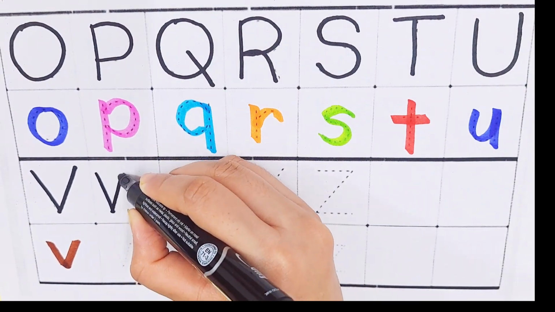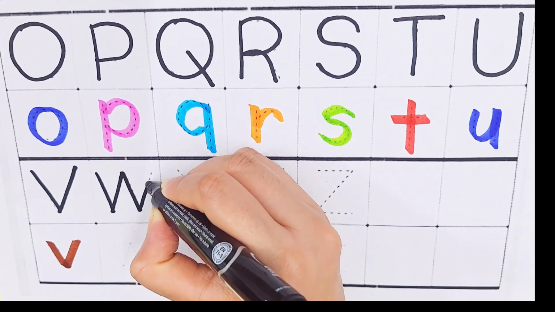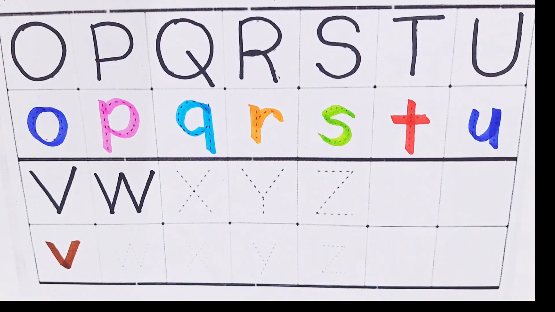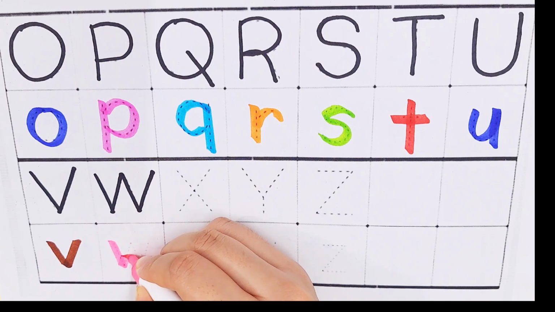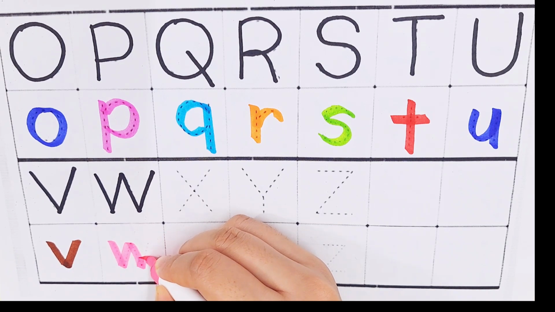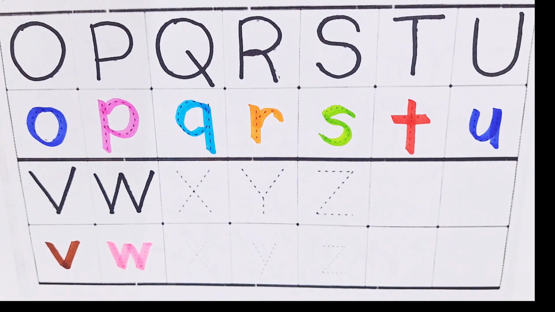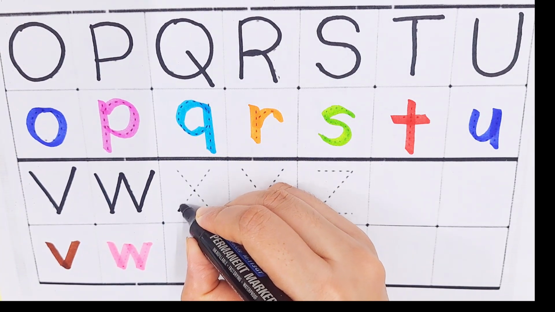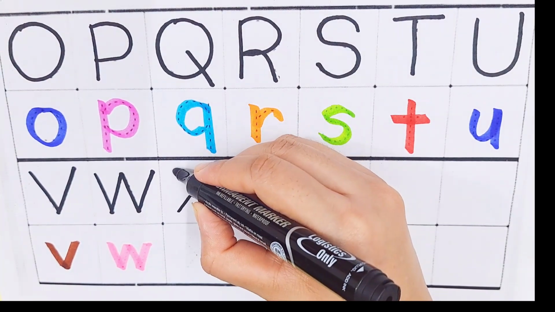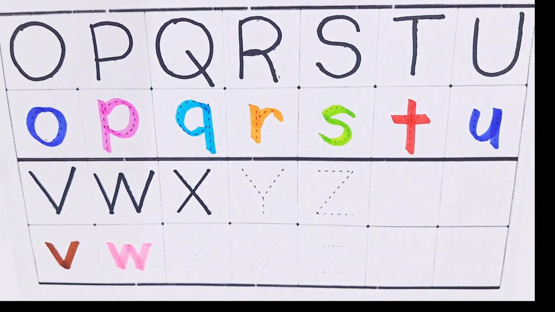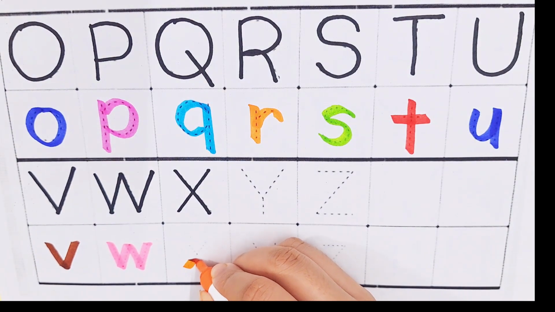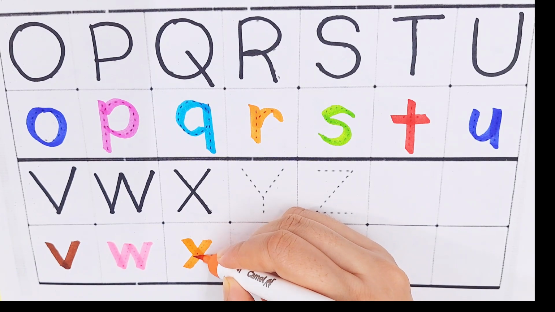W for watch. W for watermelon. X for xylophone. X for X-ray.